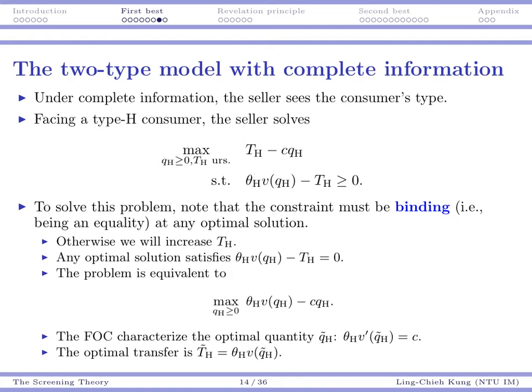If I see a low type consumer, theta H is going to become theta L, and I'm going to solve a different problem. Because I can see his type, I can do that. According to different types of consumers, I'm going to solve different problems and make different offers. This problem can be easily solved.